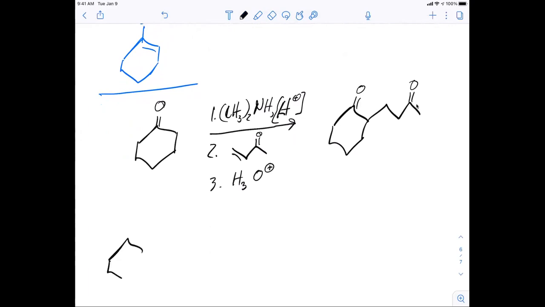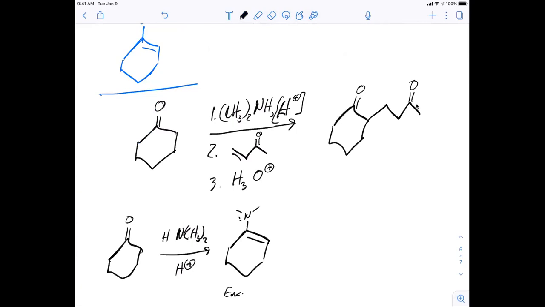So the first step, we were going to make the enamine. So remember, if you take a carbonyl and react that with a secondary amine with a trace of acid, that's going to form this. So that's my enamine. So an enol with an amine instead of an oxygen. But an enamine can react like an enol.